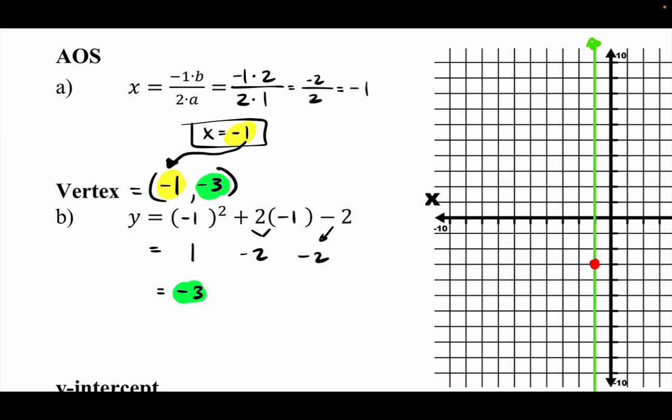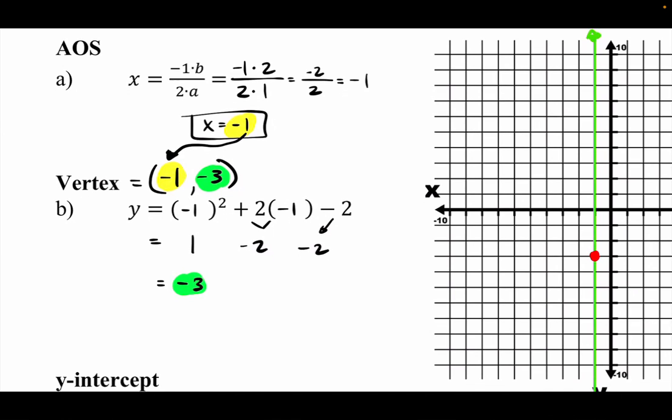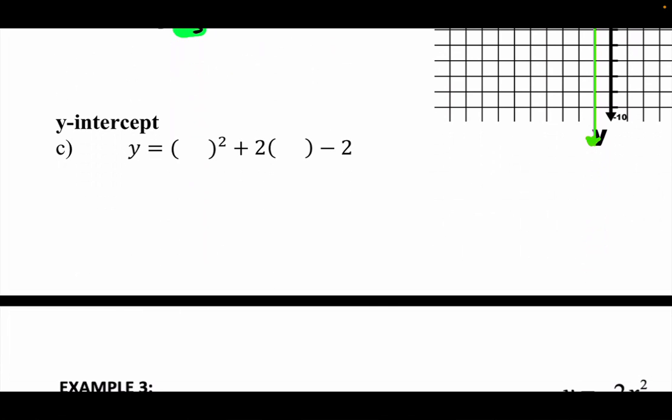Okay. The next step is the y-intercept. The y-intercept always, always, always starts with 0. X is always 0 for y-intercept. I need to figure out the y. So I'm going to do the same thing I did for the vertex. Plug in 0 everywhere for x. It was x squared plus 2x minus 2. So instead of x, I have 0.